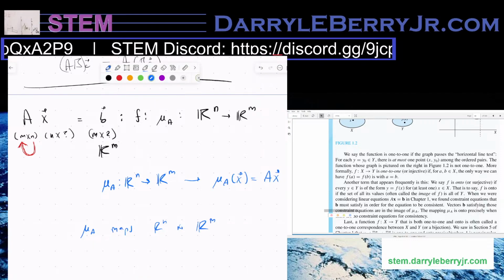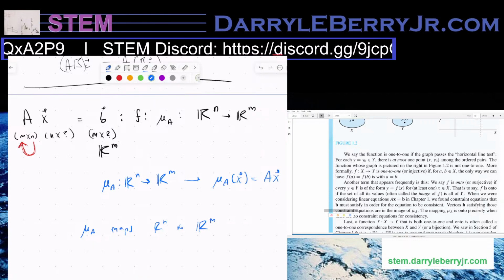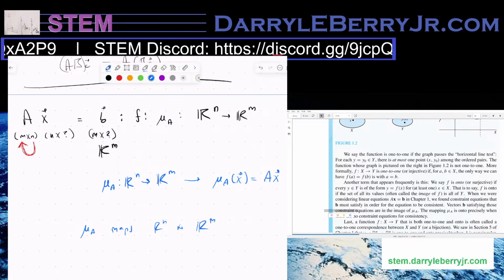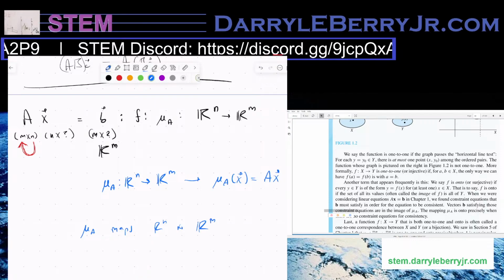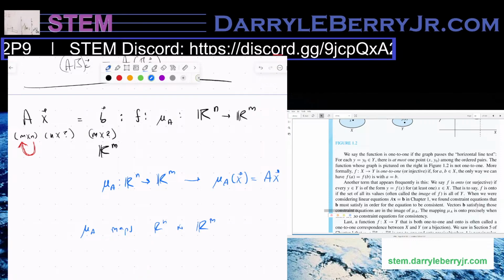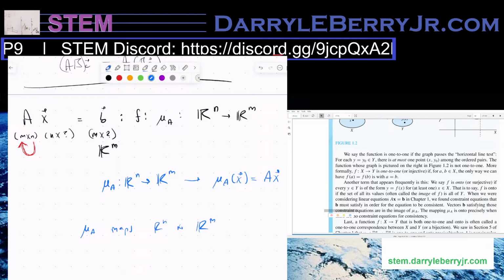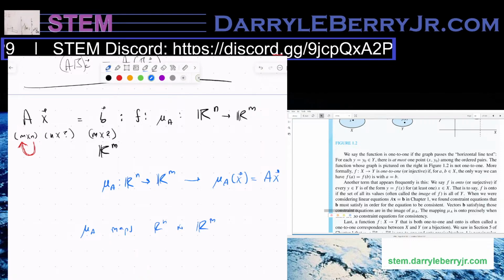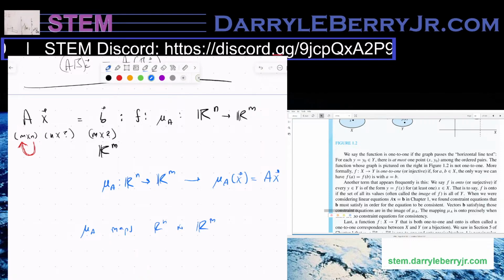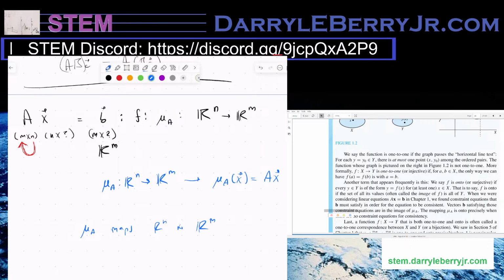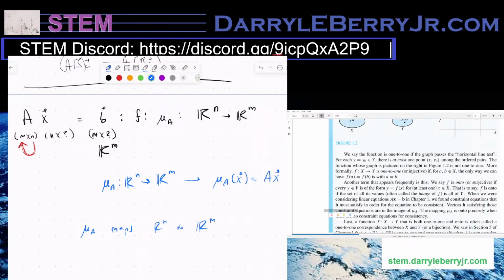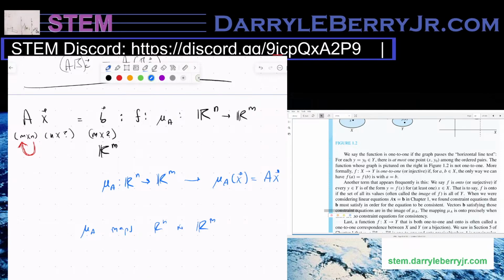Another term that appears frequently is this. We say f is onto, or surjective, if every y in the space of y is of the form y equals f of x for at least one x in the space of x. That is to say, f is onto if the set of all its values, often called the image of f, is all of y.